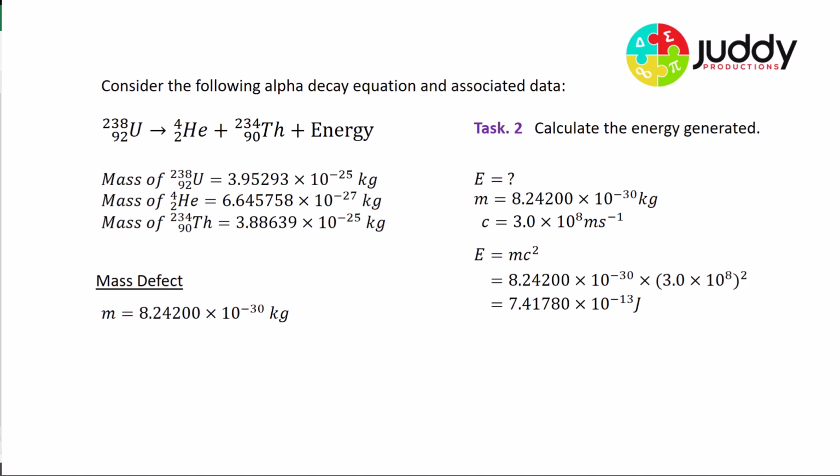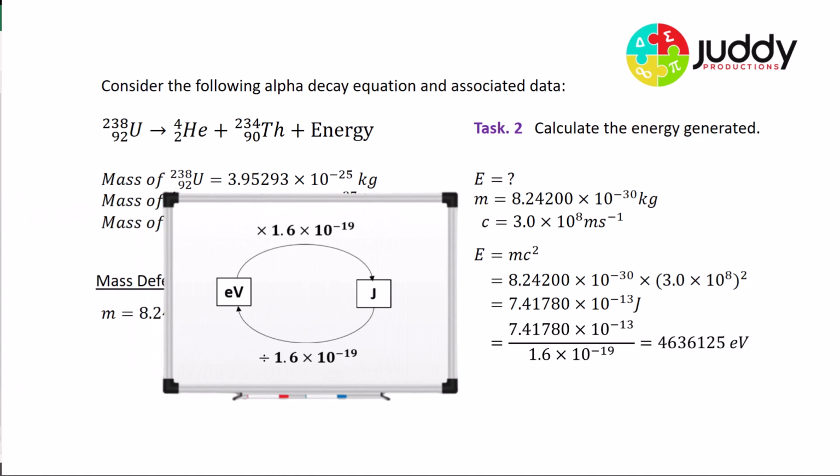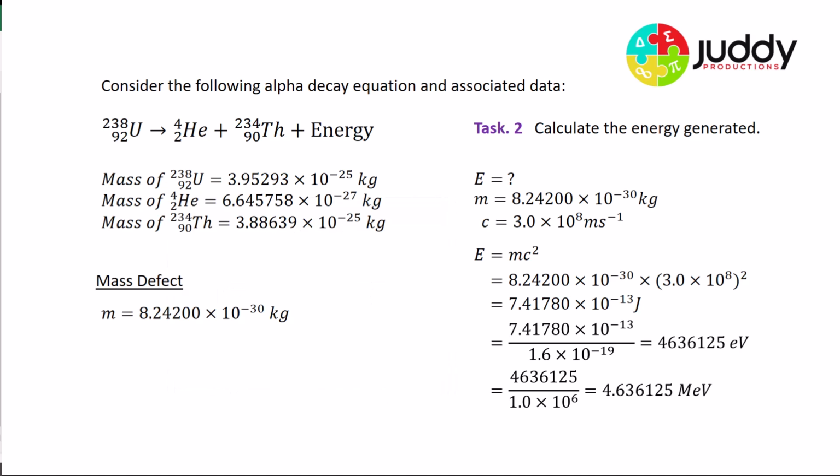Hard to visualize 10 to the negative 13 joules, and for that reason nuclear and particle physicists use the unit of electron volts, or indeed mega electron volts. So let's now convert that small amount of joules into both electron volts and mega electron volts. To do so, we take our value in joules and we divide it by 1.6 by 10 to the negative 19. This is a simple conversion to change from joules into electron volts. That gives us a value of 4,636,125 electron volts. If we divide that by a million, we can of course express this in mega electron volts.